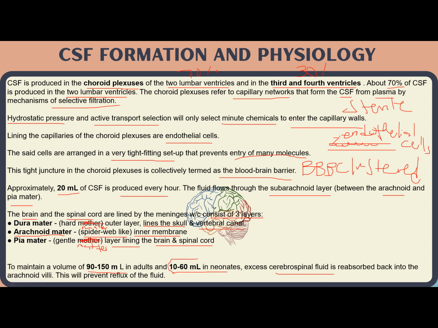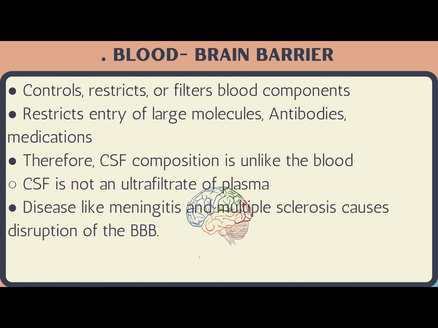While for neonates, it would be 10 to 60 mL. Now, what is the blood-brain barrier, class, or what is its importance? It basically controls, restricts, or filters blood components. It restricts the entry of large molecules, antibodies, and even medication. Therefore, class, CSF composition is very different, or is very unlike blood. CSF is not an ultrafiltrate of plasma. Diseases like meningitis and multiple sclerosis cause the disruption of your BBB.